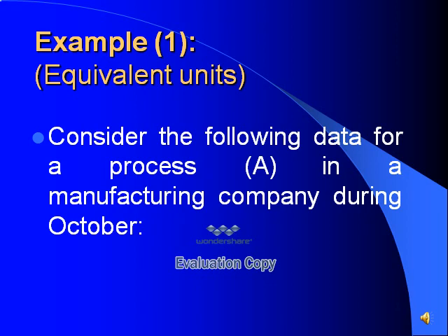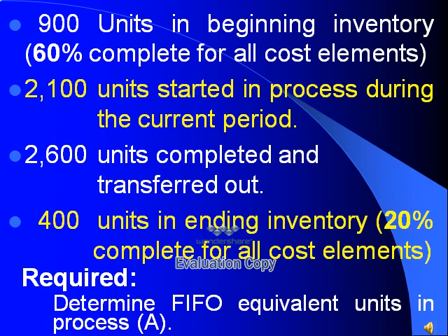Example 1 on page 31. Consider the following data for a process A in a manufacturing company during October. 900 units in beginning inventory, 60% to complete for all cost elements. 2,100 units started in process during the current period. 2,600 units completed and transferred out. 400 units in ending inventory, 20% to complete for all cost elements. Required: determine FIFO equivalent units in process A.